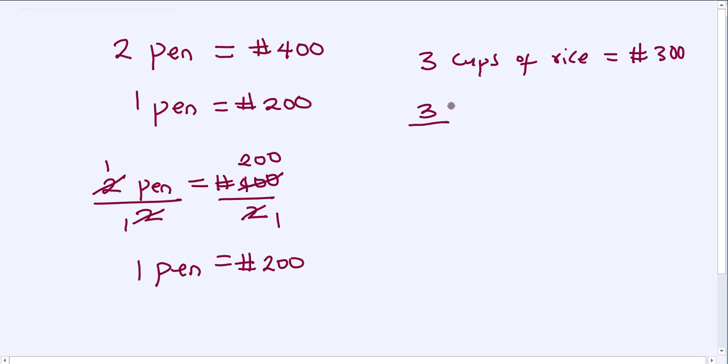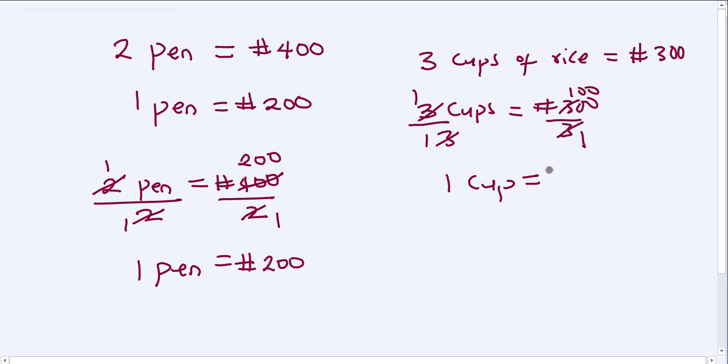So 3 cups divided by 3 is equal to 300 divided by 3. 3 divided by 3 is just 1. So we'll have 1 cup is equal to 100 naira. So it's simple. The hack here is that for direct variation, we divide and then we multiply later in the process.